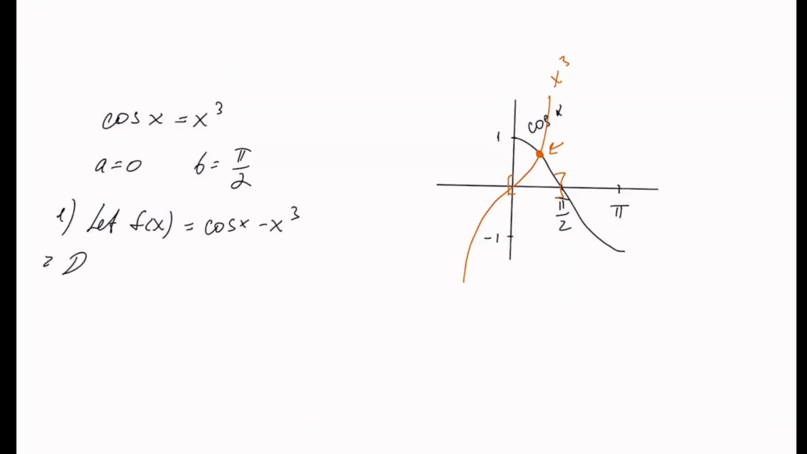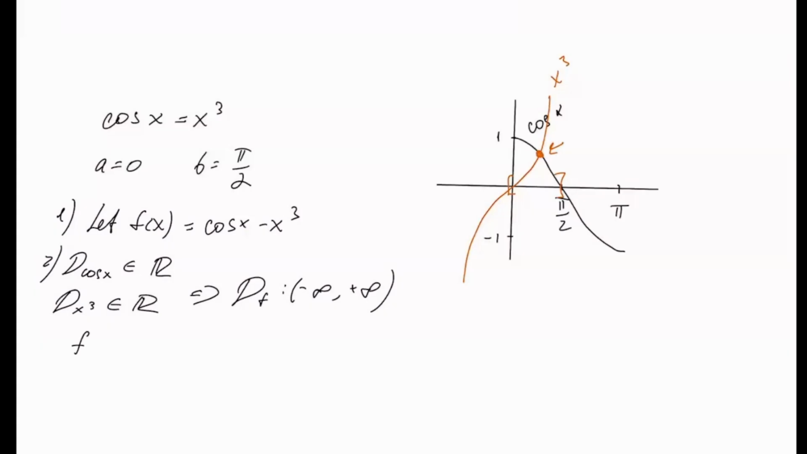Then, second, the domain of cosine x is all real numbers. The domain of x cubed is also all real numbers. So the domain of your function would be from negative infinity to positive infinity, meaning all real numbers as well. So we can say that also f of x is continuous on the interval from 0 to pi over 2.